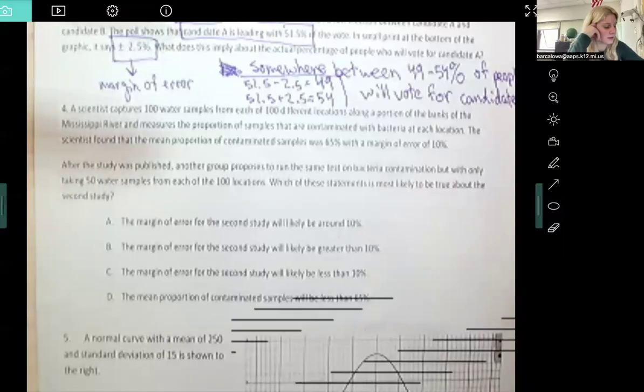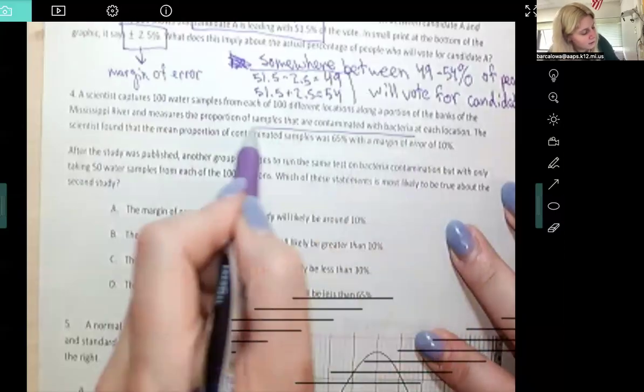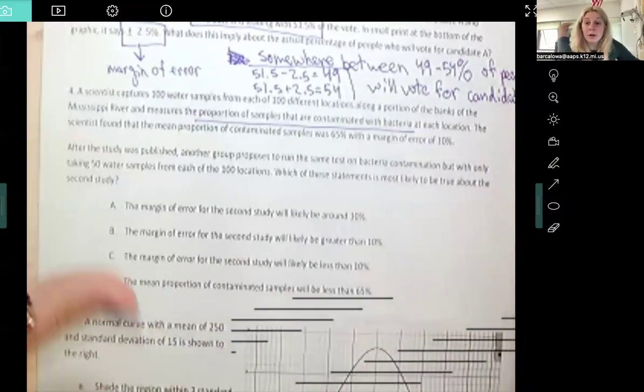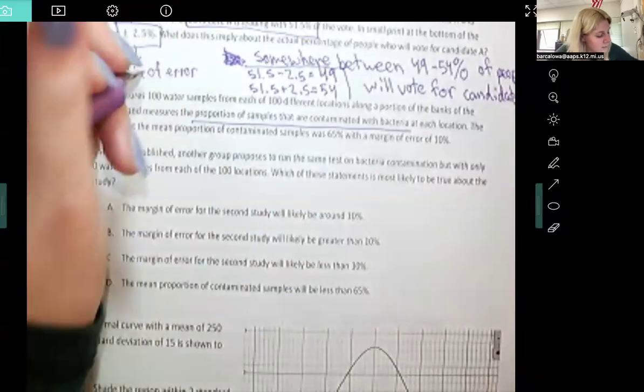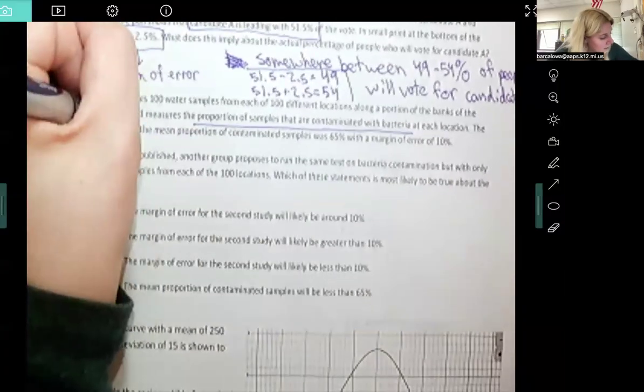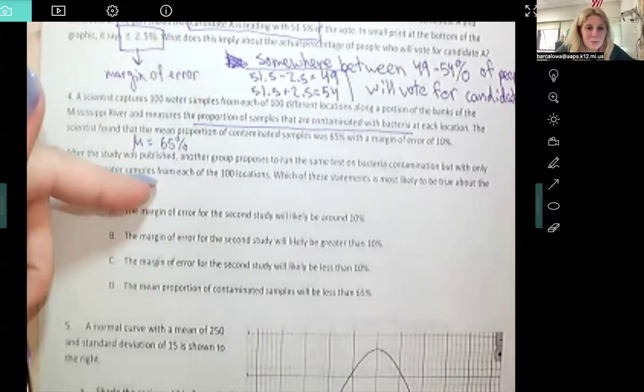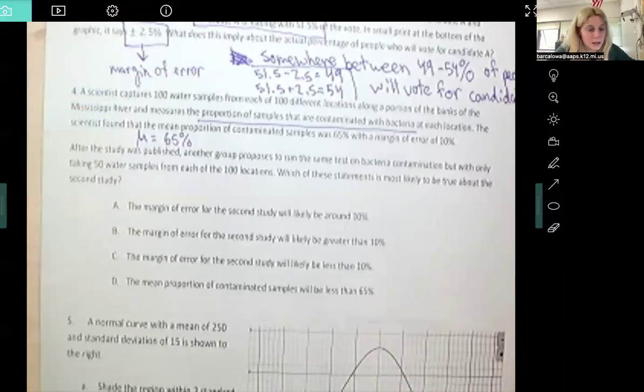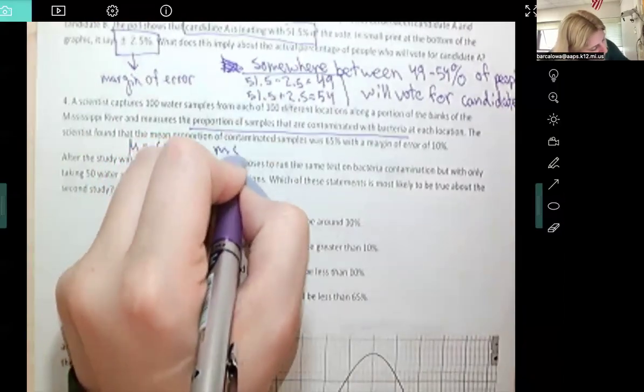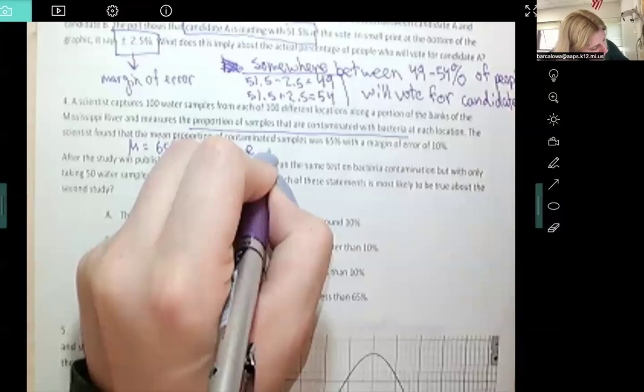A scientist captures 100 water samples from each of 100 different locations along the Mississippi River, records the proportion that are contaminated with bacteria. I like to underline the key part. A lot of this stuff is just extra context. The scientists found that the mean proportion was 65 with a margin of error of 10. I like to write this out in my handwriting because it stands out better than the other text. Okay. And margin of error, sometimes I write MO, 10%.